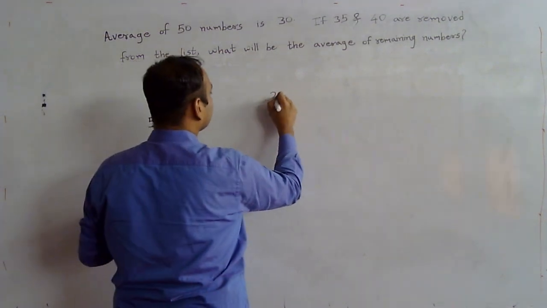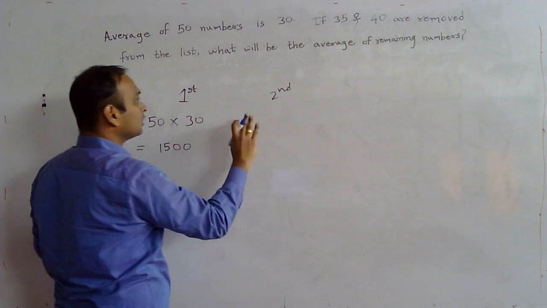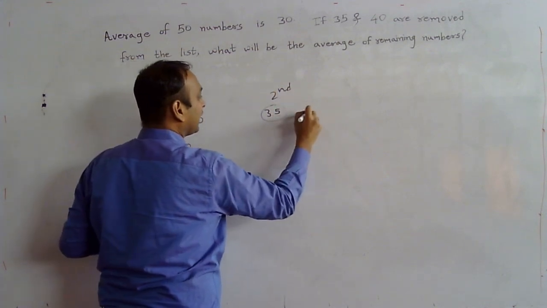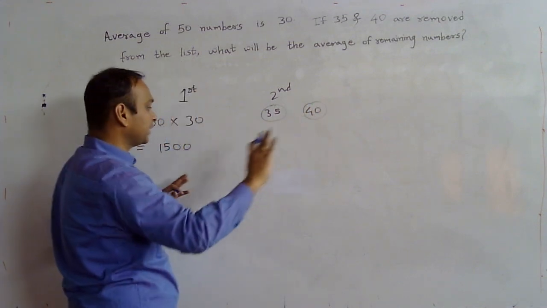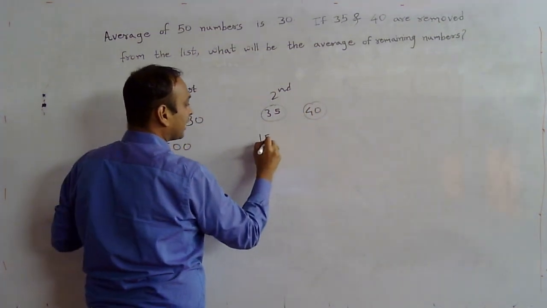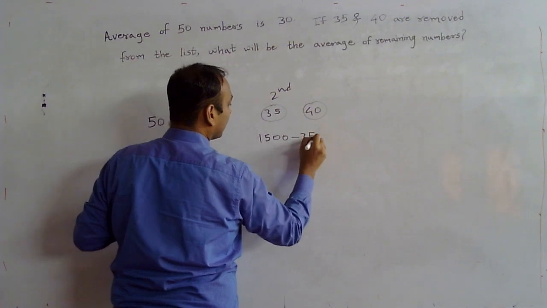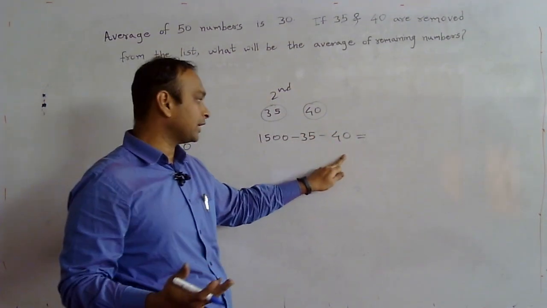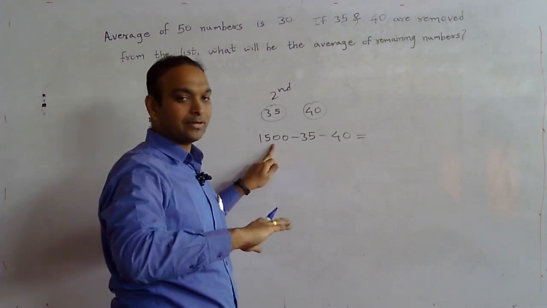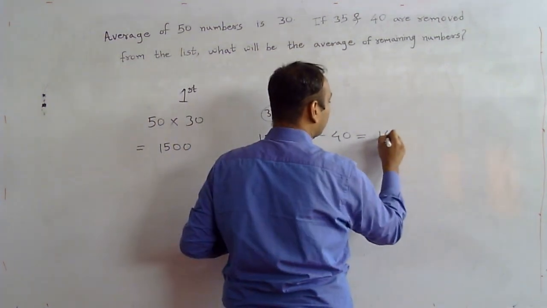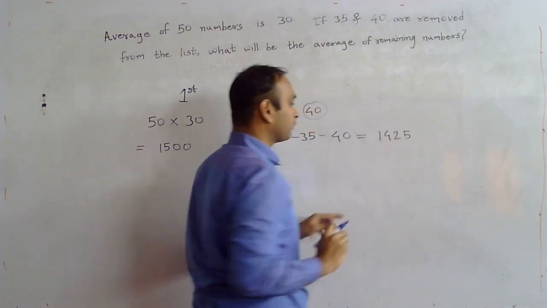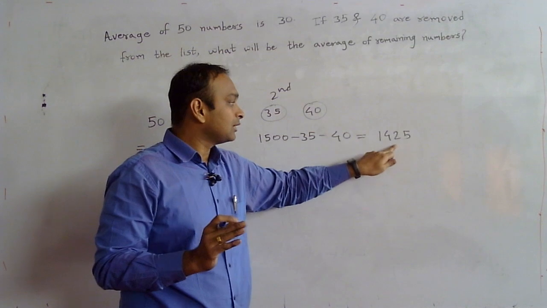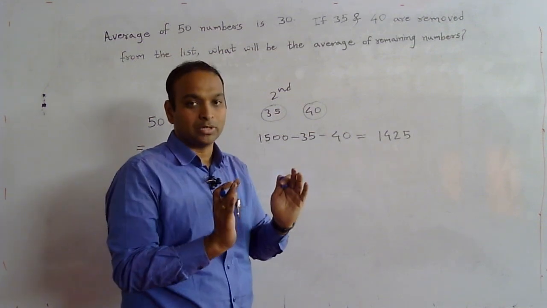So in the second scenario, we are removing the 35 number and the 40 number. So 1500 minus 35 minus 40. What should be the answer? 35 plus 40 is 75. So 1500 minus 75 should give 1425. 1425 is the total of remaining numbers.